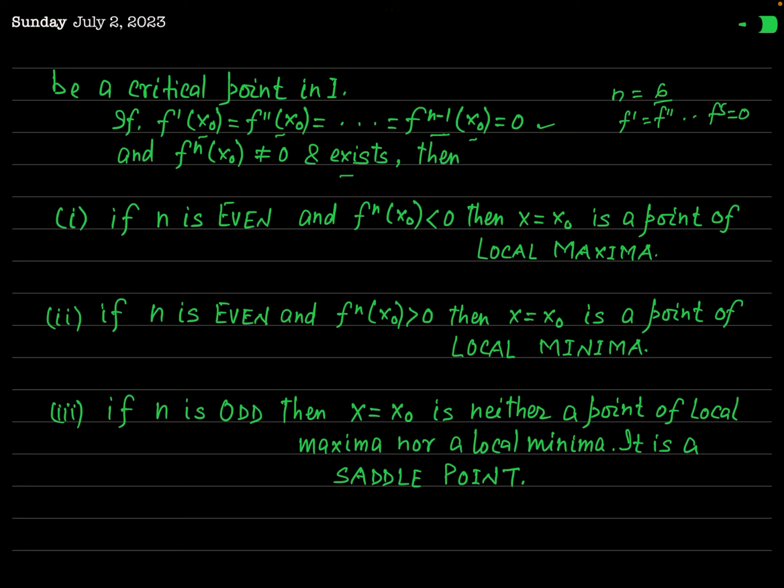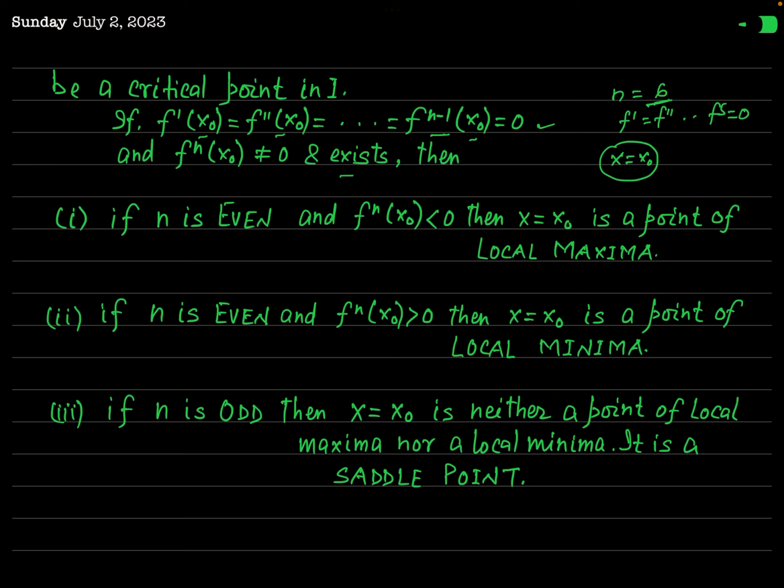If this condition is satisfied, then we can decide that at x equal to x naught, our function has a local maximum or a local minimum. How will this be decided? Let us see the steps. In this condition, you have to see whether n is either even or odd. For example, I have considered here n equal to 6, which is an even number. But if n is equal to, let us say, 7, then that will be an odd number.